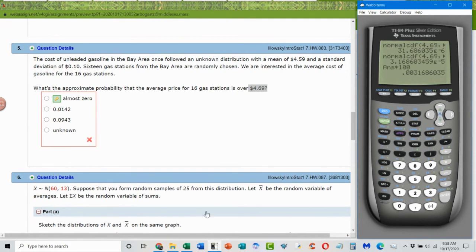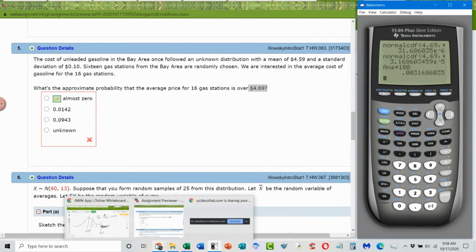So we have a tiny percentage chance of finding 16 gas stations that have an average price over $4.69. So you've got to remember, this book was written when gas was high. This book was written in the early 2000s when gas prices were above $4 a gallon.